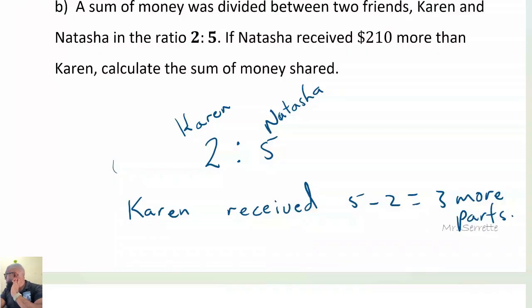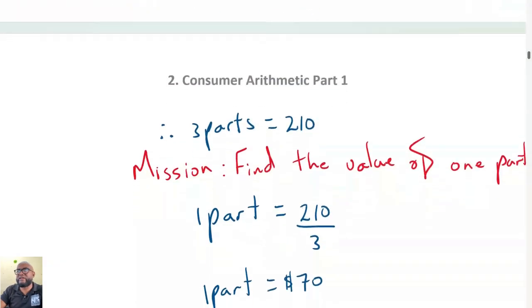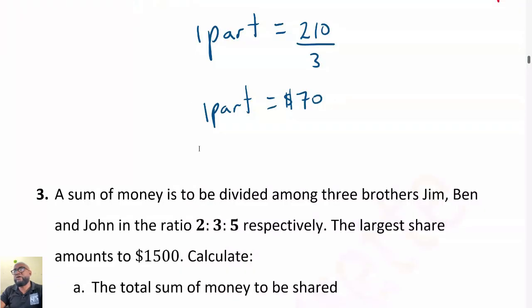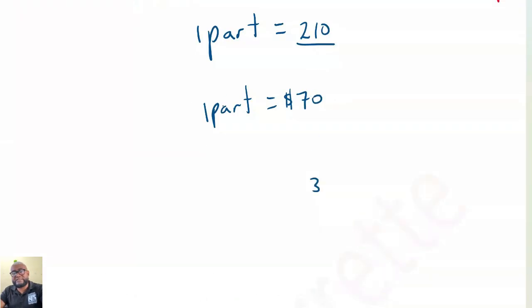So the total sum of money shared, right? Which will be the total amount of parts. How many parts do we have in all? 7. So I'm going to put a statement here which reads total parts.